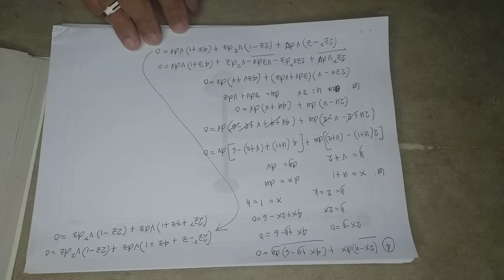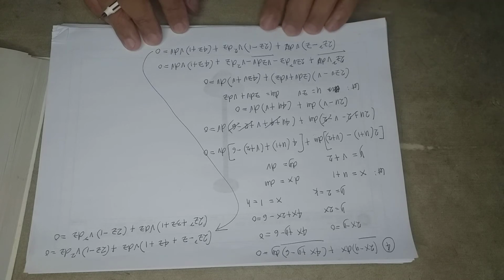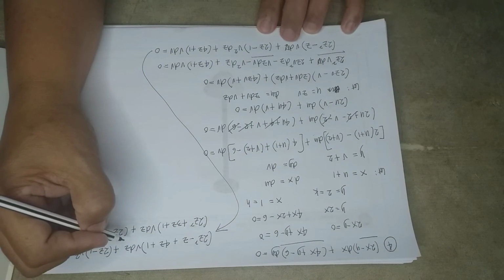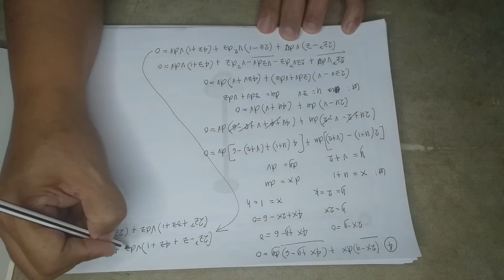Ay, mali. Teka. Bakit pareho ng z? Dv ito. This must be dv.